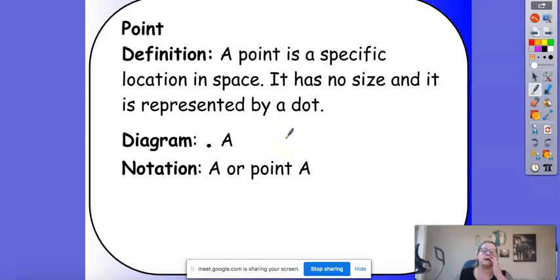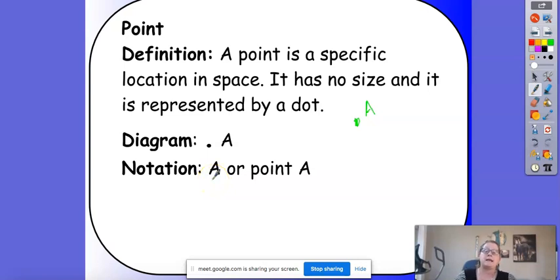So for the diagram, I'm going to get my pen working. If you see a dot and a big A, that's the picture, and that stands for point A. The notation, you don't have to put the dot. If I'm talking about that point A, I can, as long as I write it as a capital A.